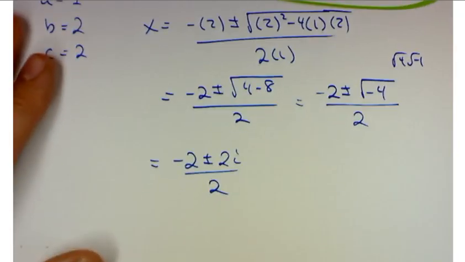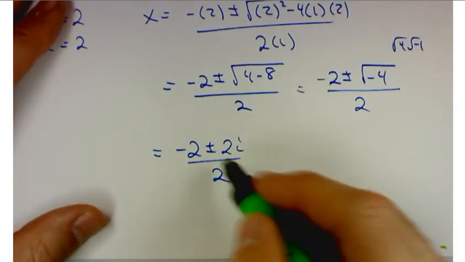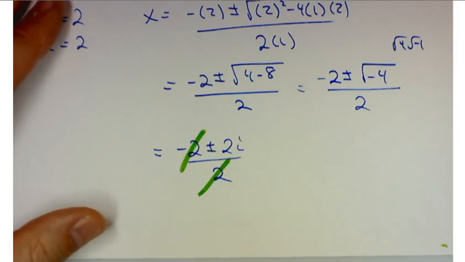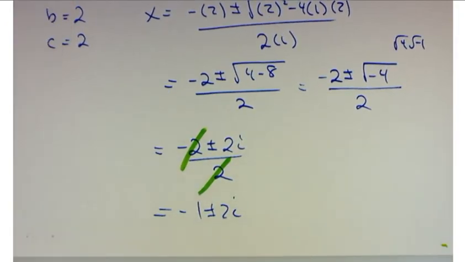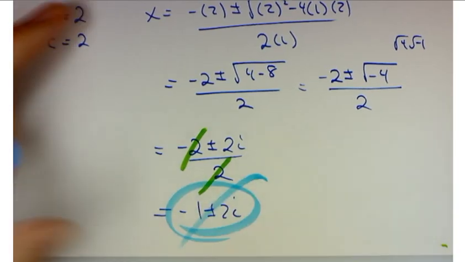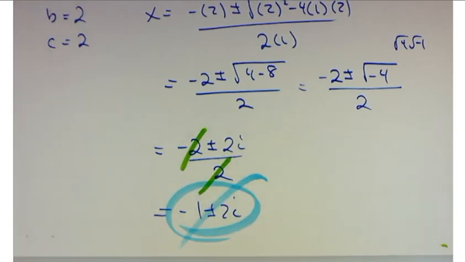Now there's another really wonderful thing that happens when people work this problem. People cancel the 2 and get negative 1 plus or minus 2i. Let me tell you that that's wrong. You can't do that. I'll give you two different options. I like the first one. The second one works as well.